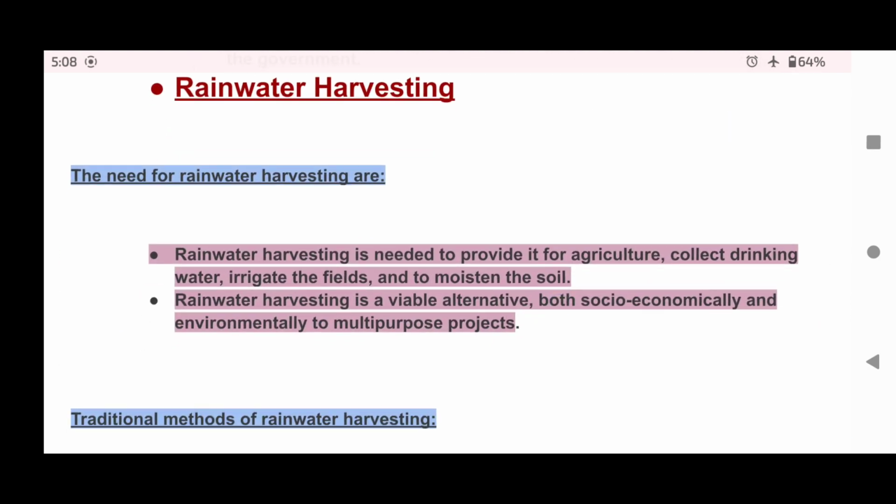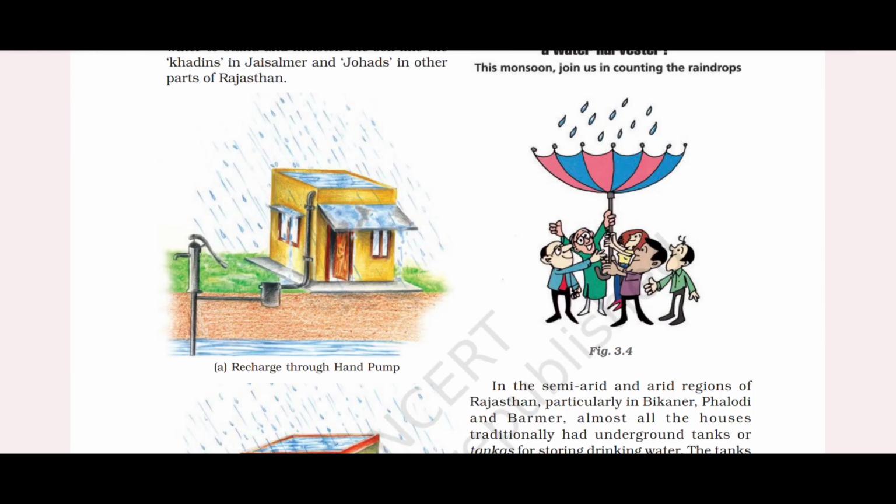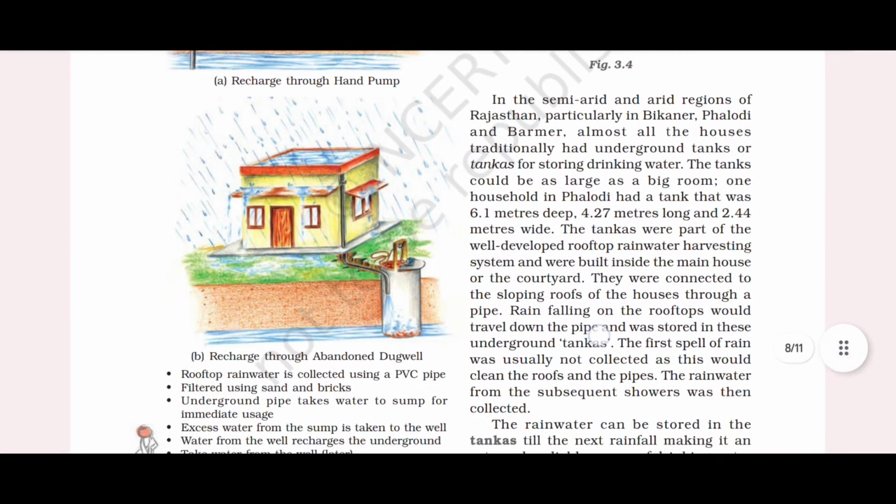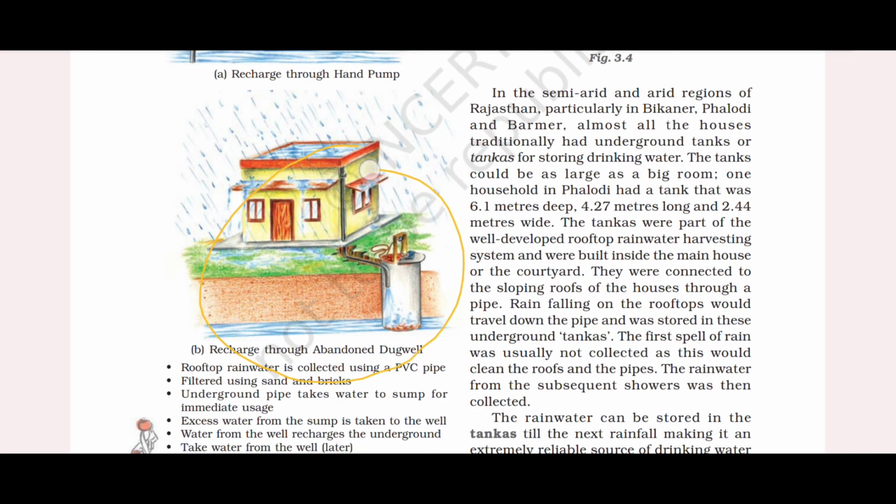The need for rainwater harvesting: it is needed to provide water for agriculture, collect drinking water, irrigate the fields, and to moisten the soil. Rainwater harvesting is a viable alternative both socio-economically and environmentally to multi-purpose projects. So here are two images of rainwater harvesting. Here you can see the recharge through hand pump, and in this image you can see the recharge through abandoned dug well. All these are rainwater harvesting.